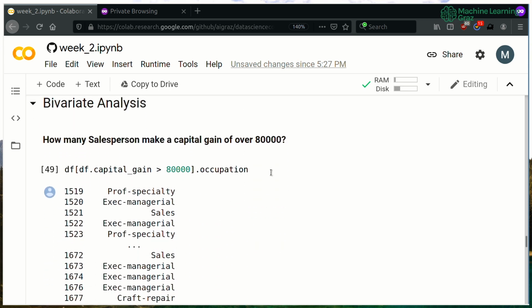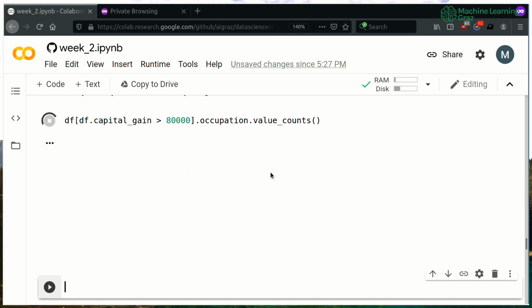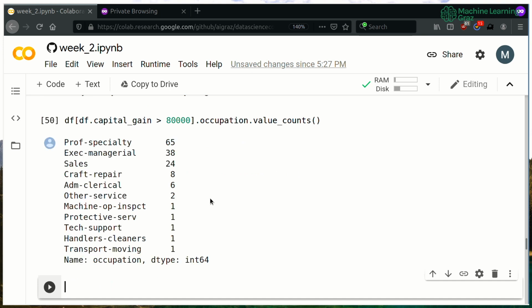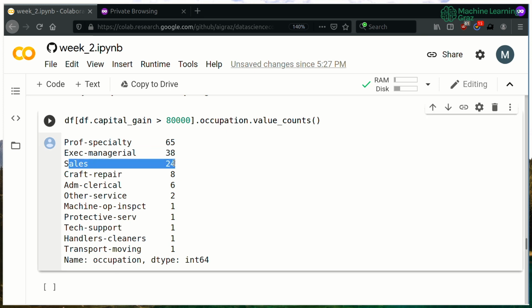So first we write occupation, and here we can see all the occupations of the people who get a capital gain of over 80,000, and then you add value counts, right? Yeah. Okay. Good. And here we can see we have 24 salespeople who get a capital gain of over 80,000.